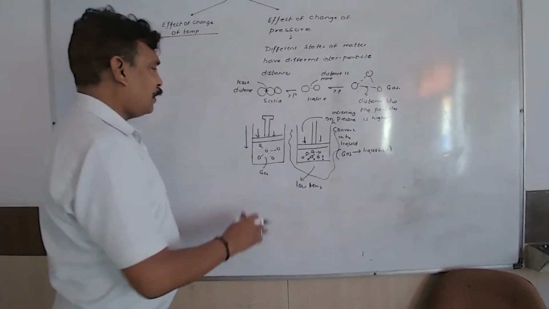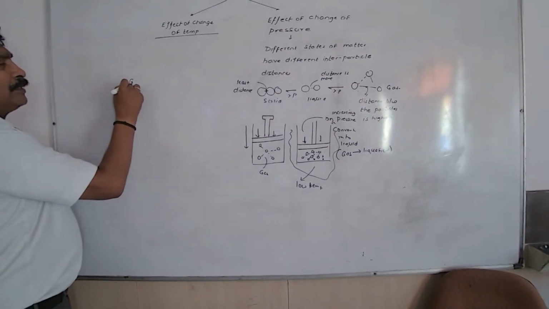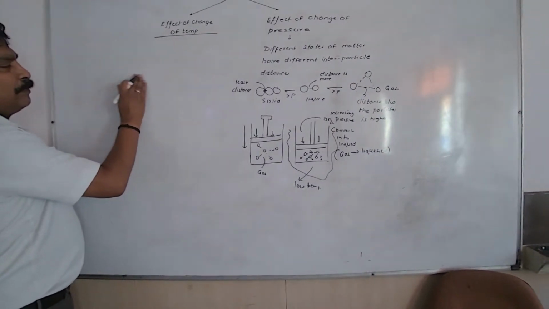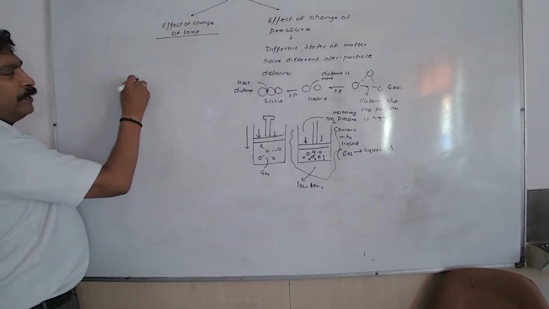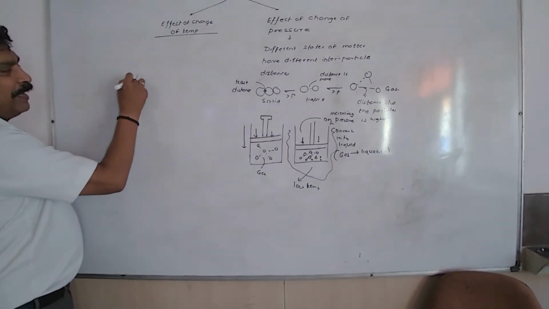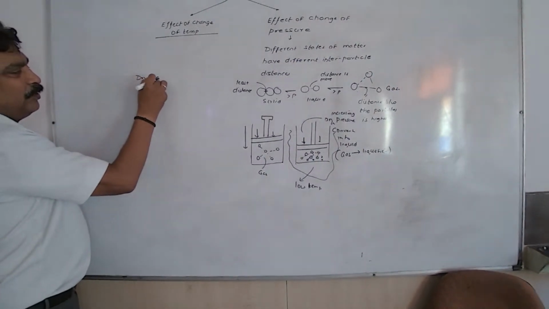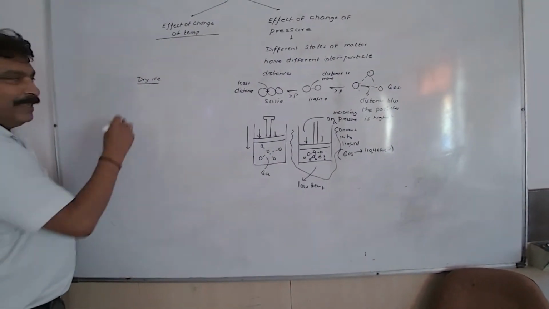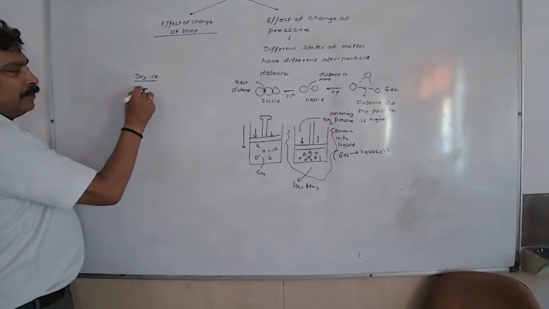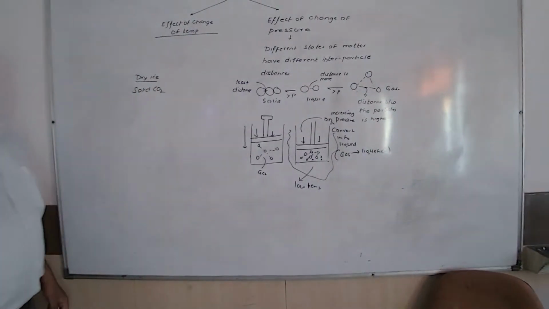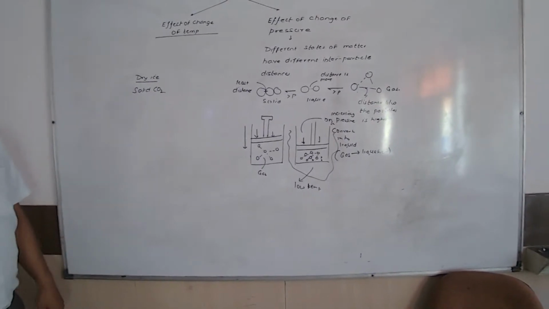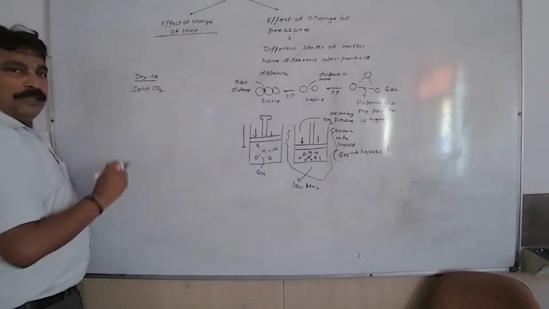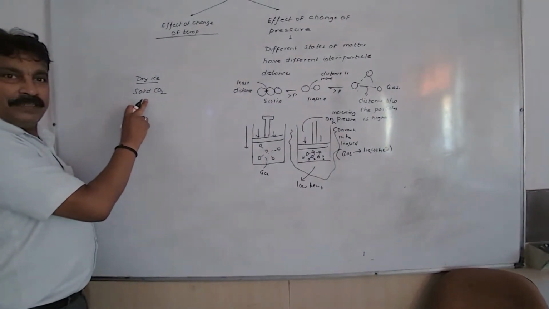Just like, for example, gaseous carbon dioxide, or the other way around. Say this: you know very well, solid, for example, dry ice. You remember dry ice? What is dry ice? Solid carbon dioxide. It looks like an ice cube, but actually it is solid carbon dioxide.